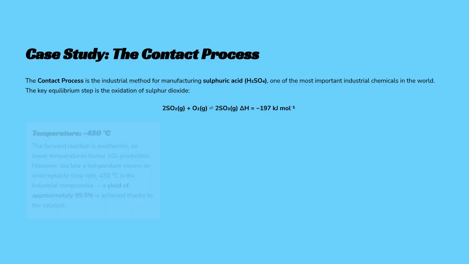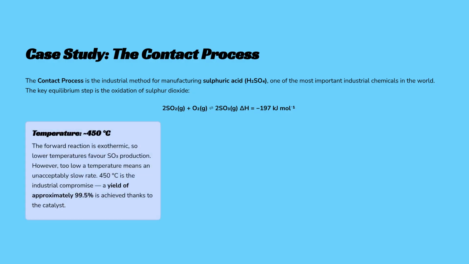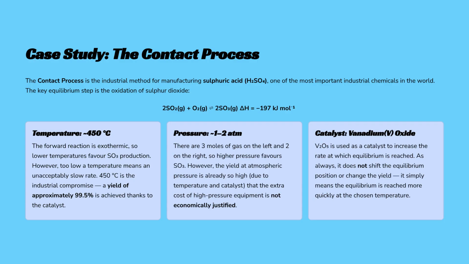The forward reaction is exothermic. For maximum yield, lower temperature is favored, but 450 degrees Celsius is the industrial compromise. High pressure favors the product side, but a near-perfect yield is already achieved at atmospheric pressure, making higher pressure unnecessary.